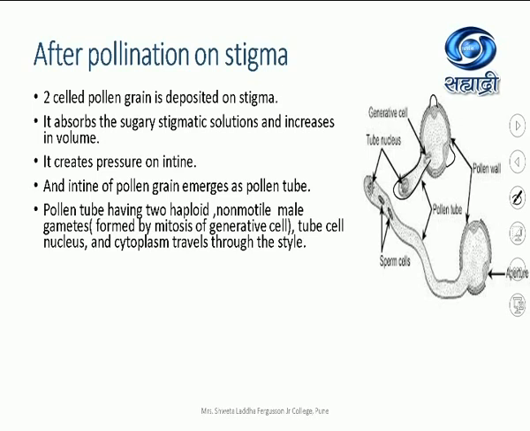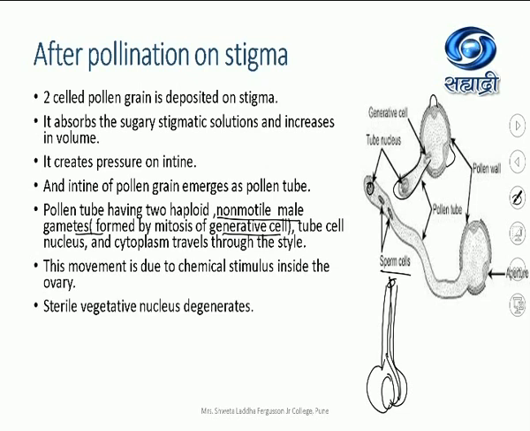The pollen tube has 2 haploid, very important, listen carefully, non-motile male gametes, which are formed by mitosis from the generative cell. The generative cell forms these sperm cells, which are also called the male gametes, and the tube nucleus is also present. And this pollen tube, suppose this is the style, will start traveling inside. After germination, the pollen tube starts traveling inside to reach the ovule because of the chemotactic movement, having 3 nuclei, 2 of the male gametes and 1 of the tube cell. This movement is due to chemical movement. Sterile vegetative nucleus will degenerate, and this represents the final development of the male gametophyte.